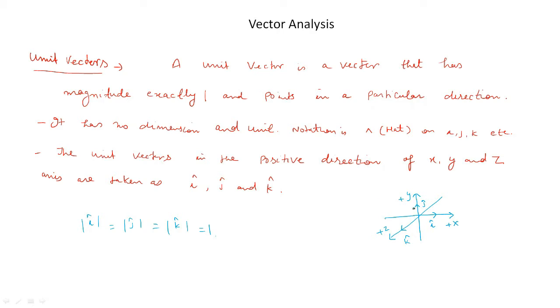Here in this diagram you can see that i, j, k are the unit vectors along positive x-axis, positive y-axis and positive z-axis. The magnitudes of the unit vectors can be represented as modulus of unit vector i is equal to modulus of unit vector j is equal to modulus of unit vector k is equal to 1.